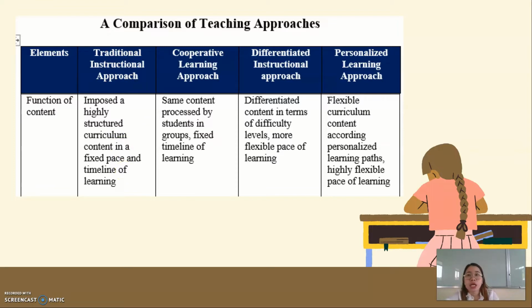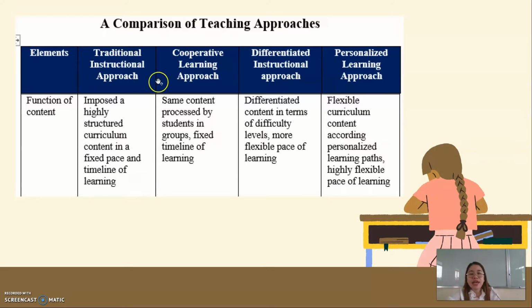We have to consider the specified time. When is the recommended time by the DepEd to start the school year? So when DepEd says, okay, let's start our classes by June 5, you will really have to follow that. And when we talk about the timeline for learning, the competencies or the lessons for that specific subject should be finished within the first quarter, second quarter, third quarter, and fourth quarter. There should be no adjustments being done.